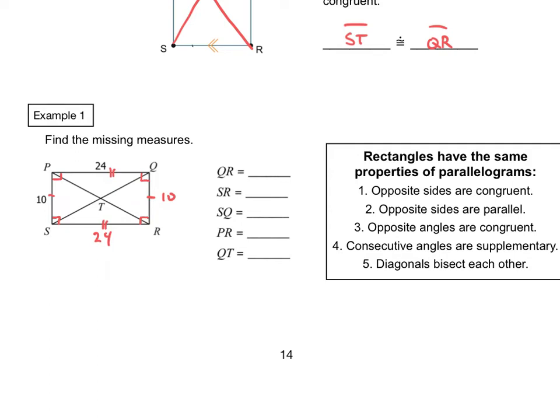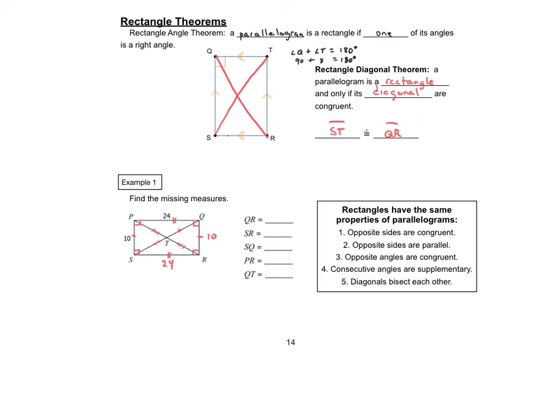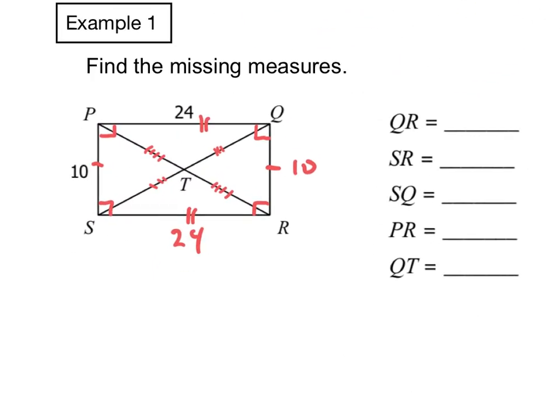So I know that that is equal to that. That is equal to that. Since they bisect each other, and my diagonals equal each other and bisect each other in half, then those segments are equal to each other, and I know that T is a midpoint. So let's see, what do we have?